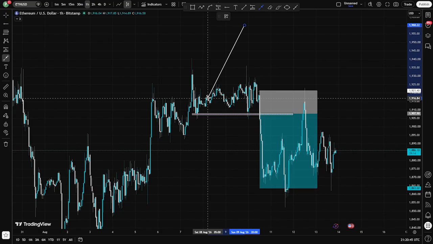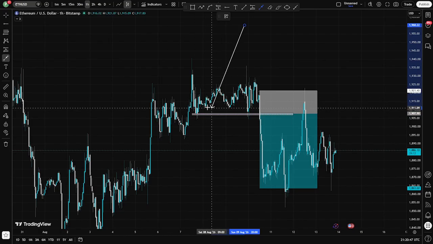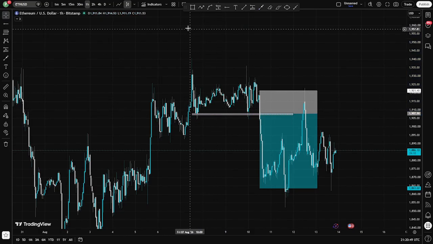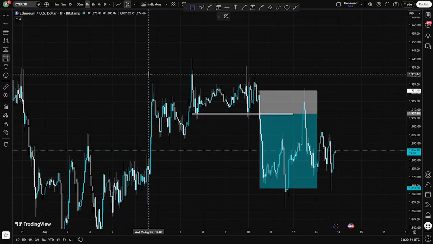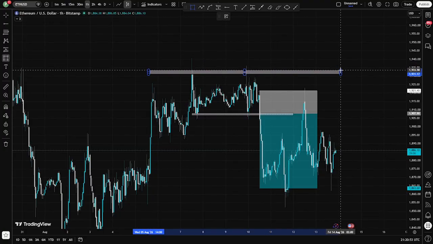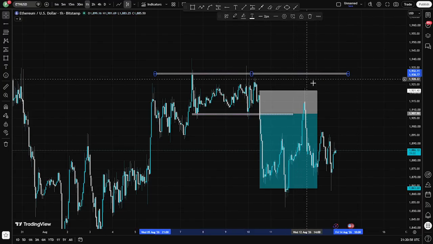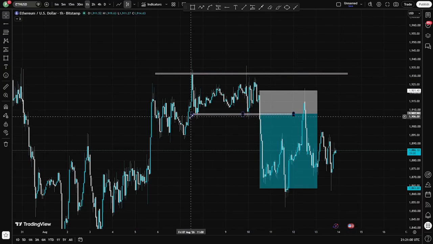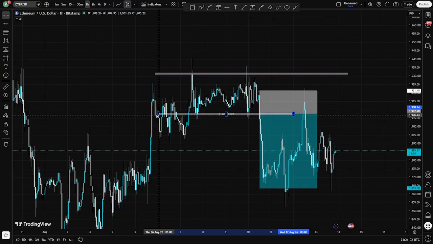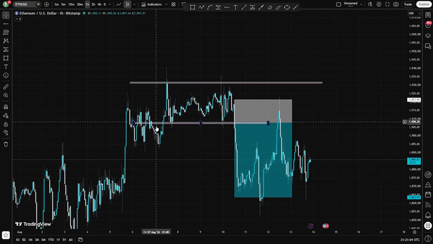That is me personally. So you can see that when price made this high low here, I marked this high low, and then I marked this level here. The same thing that happened on Bitcoin.